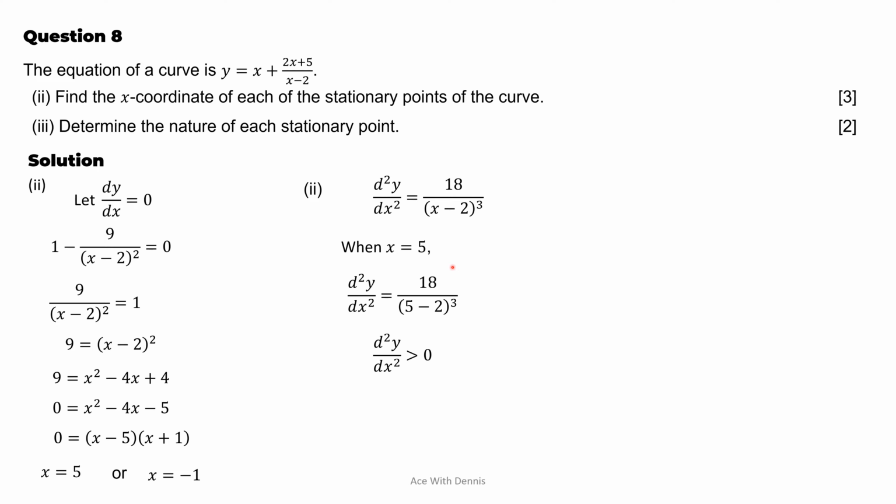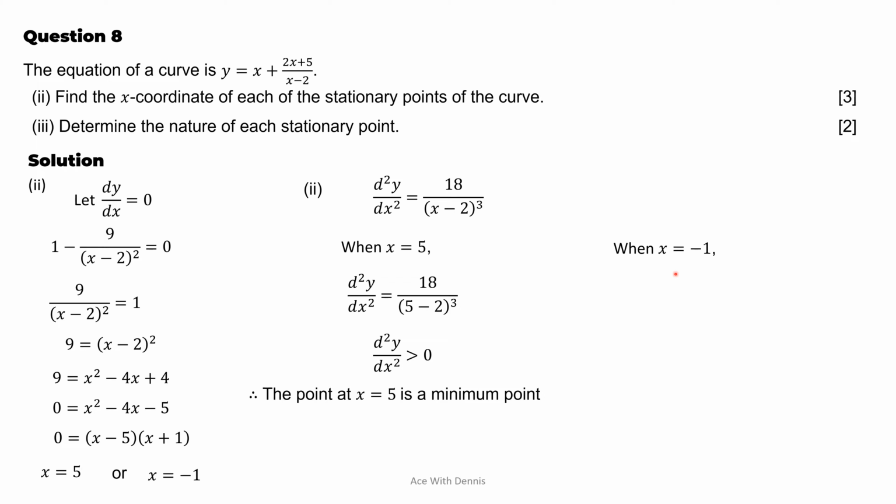So we don't have to calculate the actual value. We just look at this value here. 5 minus 2, we get a positive value. We cube it, we get a positive value. So 18 is a positive value. So the whole thing will be positive. That means that d squared y over dx squared is greater than 0. So the point at x equals 5 is the minimum point.